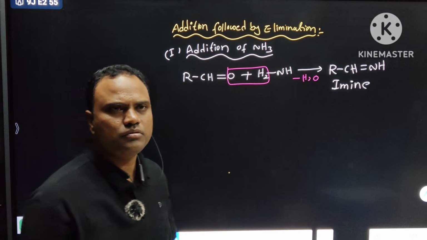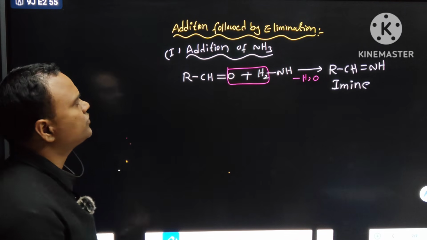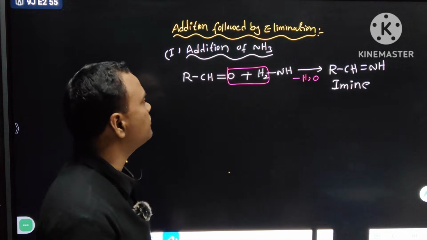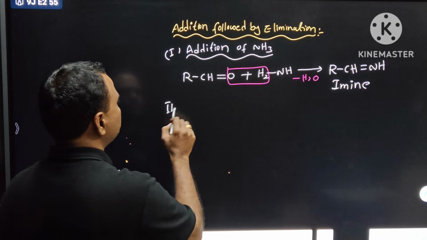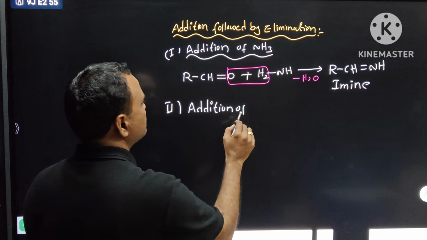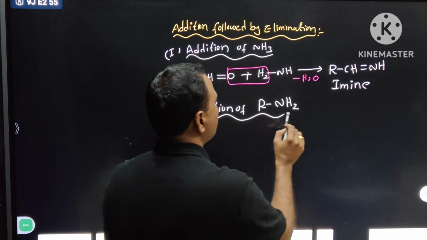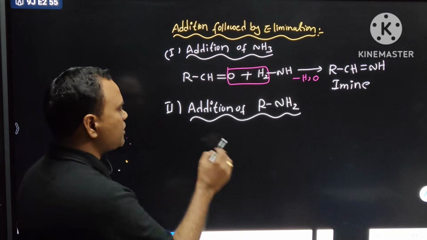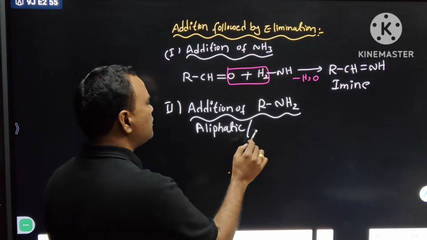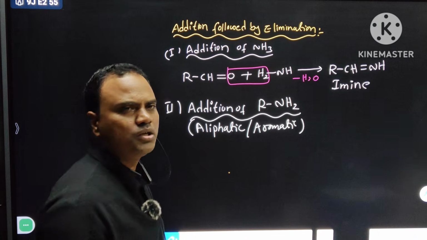Are you getting both of you? Right. Addition of ammonia. Then what is the name of the product? Imine. Next, second one. Addition of primary amine RNH2. You can add primary aliphatic or aromatic, but that should be primary aliphatic or primary aromatic.